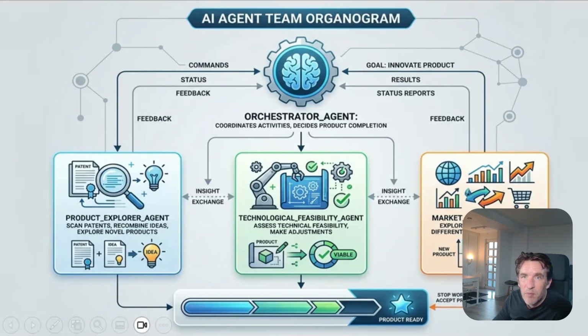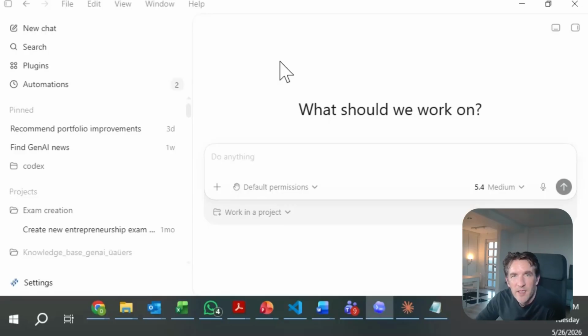I also have a market feasibility agent, an agent specialized in assessing market feasibility. These three agents can work together to come up with a specific product idea that is feasible from both a technological and a market perspective. And my orchestrator agent is the agent that will orchestrate this team. So let me now show you how you can define this in Codex. Now I'm in my Codex environment. This is an app that you can download when you're in ChatGPT.